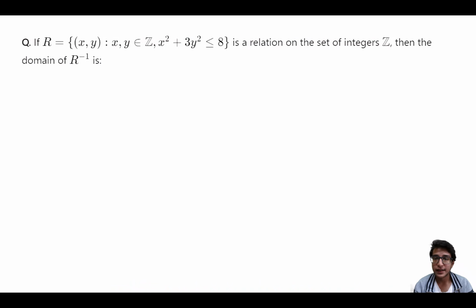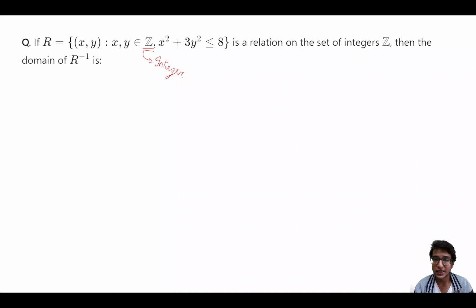So let us look at this question to get a gist of more as to what relations and inverse of relations are. So R has been given to us. There is a relation where x and y belong to integers. And we have x square plus 3y square less than or equal to 8. So by just looking at this equation, I hope you all must have understood that this is an equation of an ellipse.